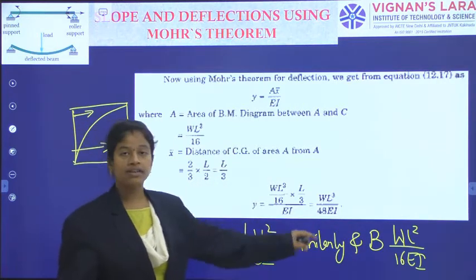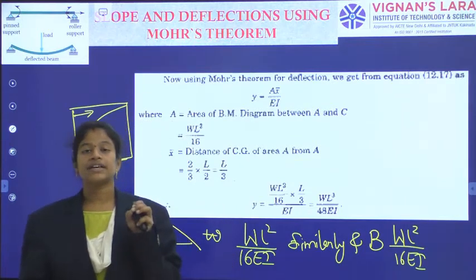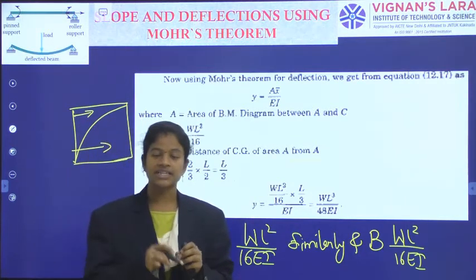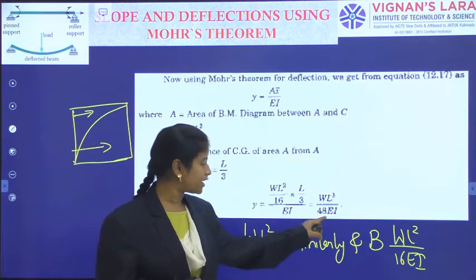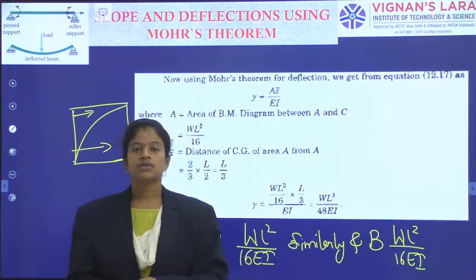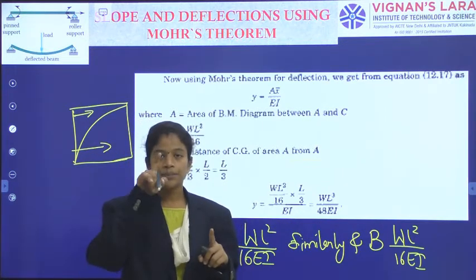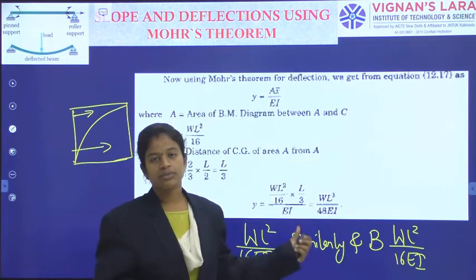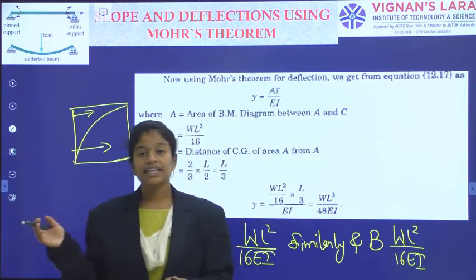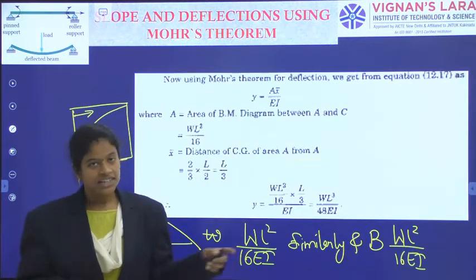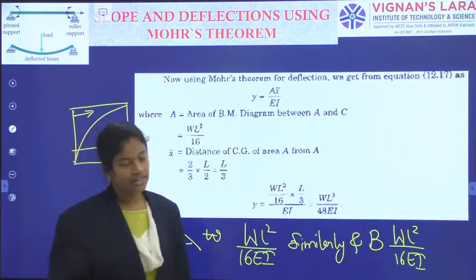So here I have got the deflection at the center of a simply supported beam with a point load equal to WL cube by 48 EI. So for a simply supported beam with a point load at the center, the formula is WL cube by 48 EI. For the cantilever at the free end, it is WL cube by 3EI. These two formulas we have used in our laboratory experiments also.